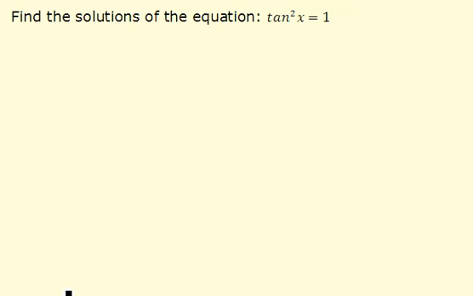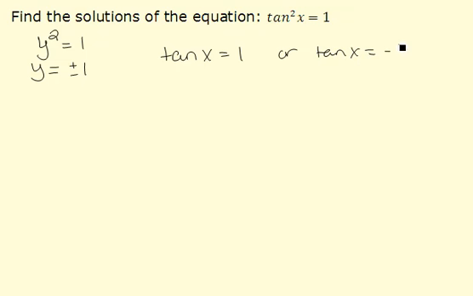We're asked to find the solutions of the equation tangent squared x is equal to 1. We would recognize this as if we tried to solve something like y squared is equal to 1. When we took the square root of both sides, we would have that y would be either equal to plus or minus the square root of 1, or plus or minus 1. This could be the same case in tangent, where we're actually looking for tangent of x is either a positive 1 or tangent of x is equal to a negative 1.